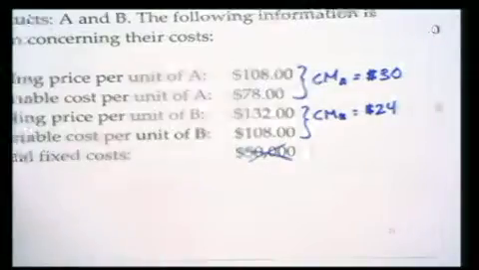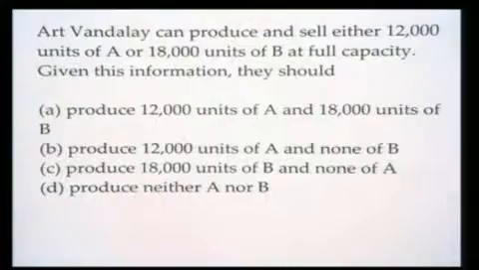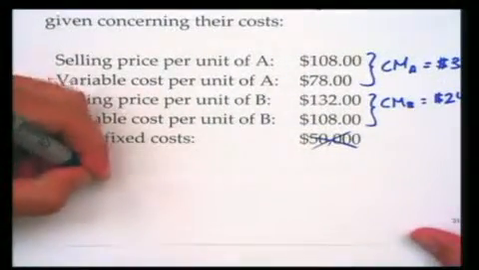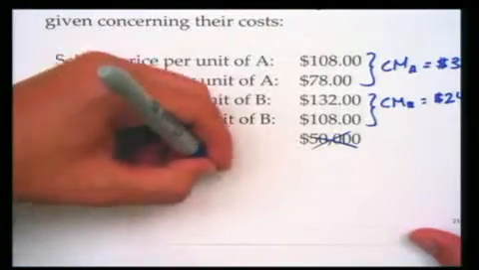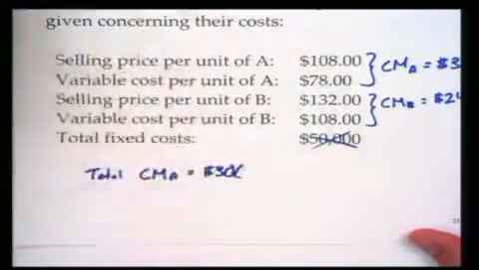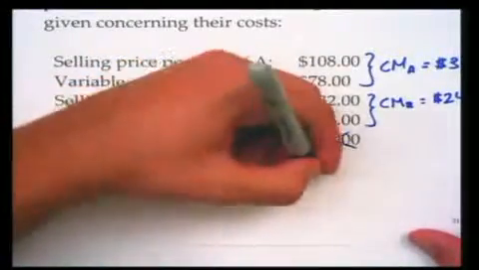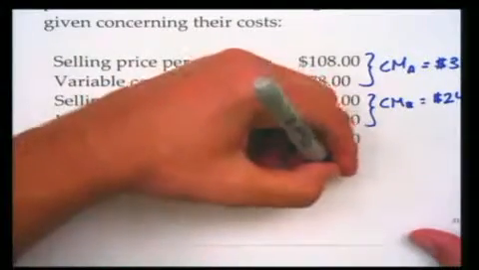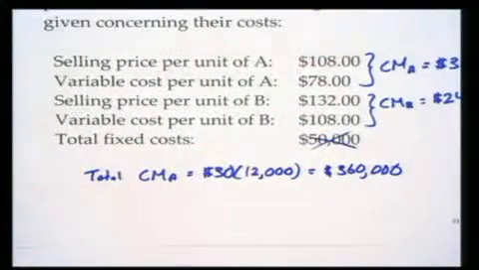But the question does go on to tell me that they can produce 12,000 of A or 18,000 of B at full capacity. Well, okay, if that's the case, then let's ask, what is the total contribution margin for A? That's going to be $30 times how many? Good. 12,000. $30 times 12,000 is $360,000. So again, we actually now have a total contribution margin to consider.